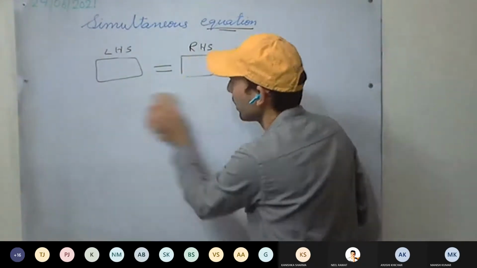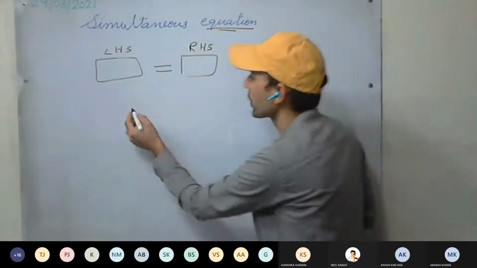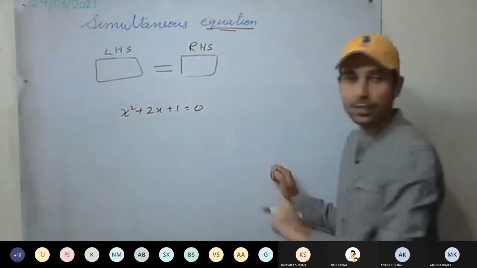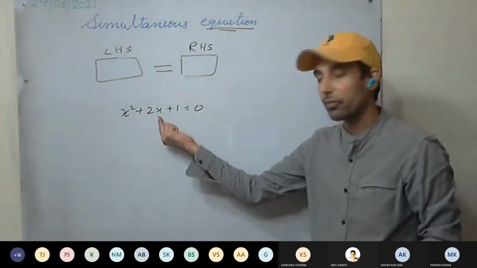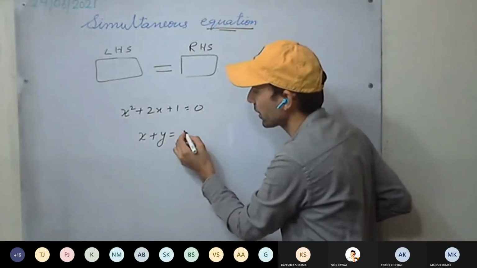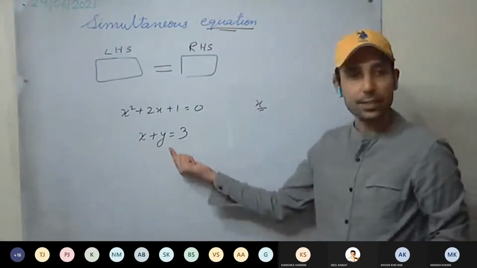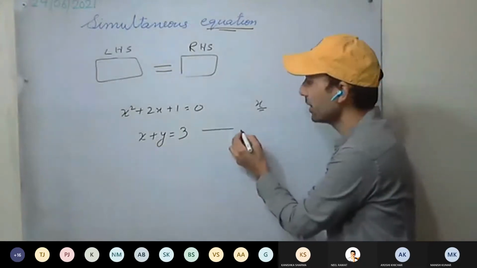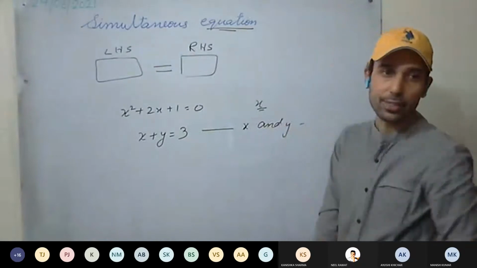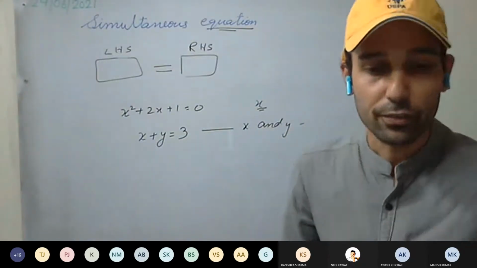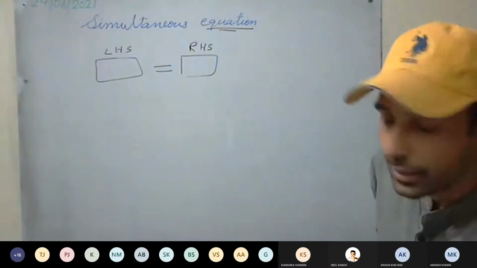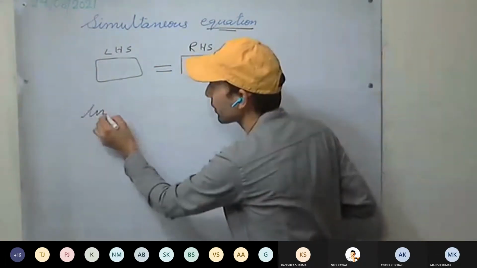Okay, and now one more thing we have to discuss. How many variables are there? One variable is there, that is x. Okay, if I write x plus y equal to 3, how many variables are there? Two variables are there. Which are they? X and Y. Two variables are there. Okay. So what kind of equations will we be discussing today? In simultaneous equations, we'll be discussing linear equations.